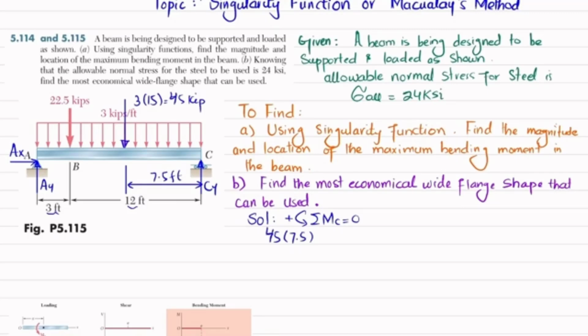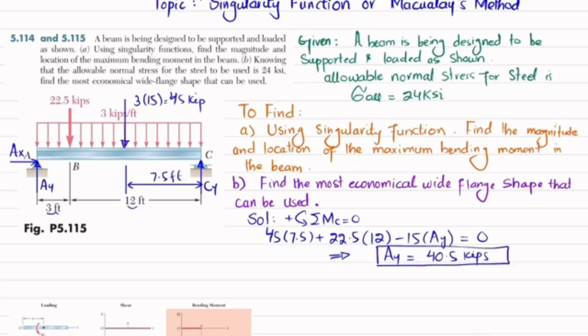The second moment is produced by the 22.5 kip load, and the perpendicular distance is 12 feet. This is also counterclockwise, so it is positive: plus 22.5 times 12. The last load producing moment about point C is AY, with a perpendicular distance of 15, and it is clockwise, so it is negative: minus 15 times AY. The sum of all moments about point C must be equal to 0. When you solve this, you will get AY equal to 40.5 kips.